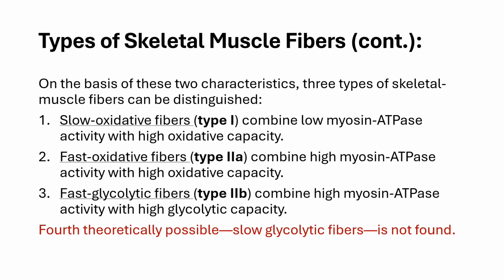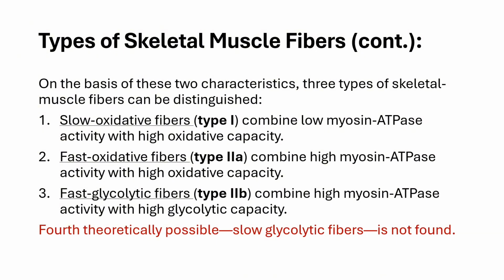Now let's conclude our discussion on the types of skeletal muscle fibers by summarizing how they are categorized based on their key characteristics: myosin ATPase activity and oxidative or glycolytic capacity. So these two factors give rise to three distinct types of skeletal muscle fibers. Number one is slow oxidative fibers, also called type 1 fibers. So these fibers combine low myosin ATPase activity with high oxidative capacity, and they are designed for endurance and efficiency.